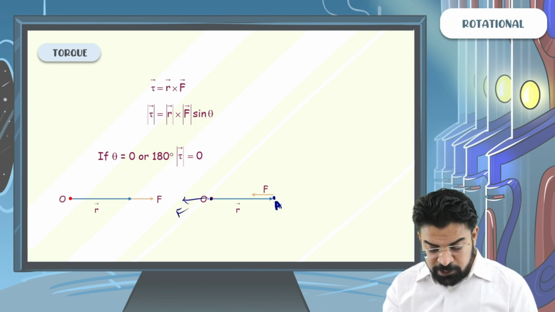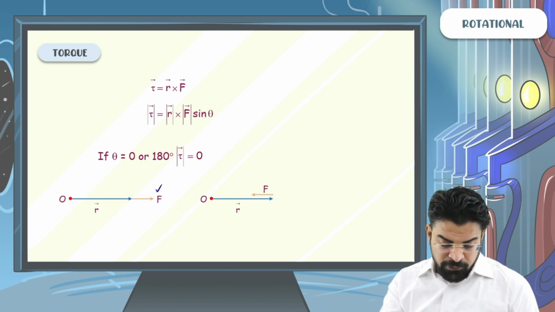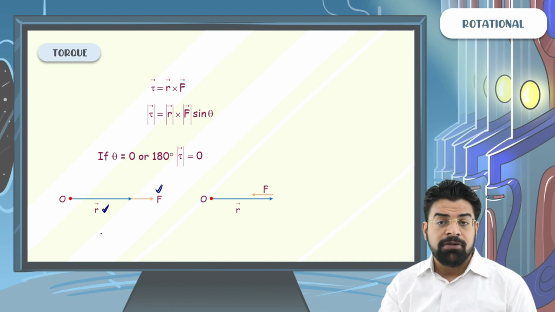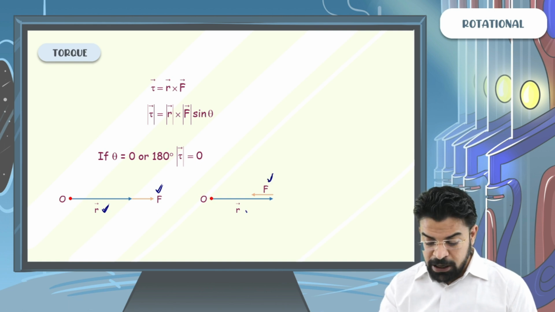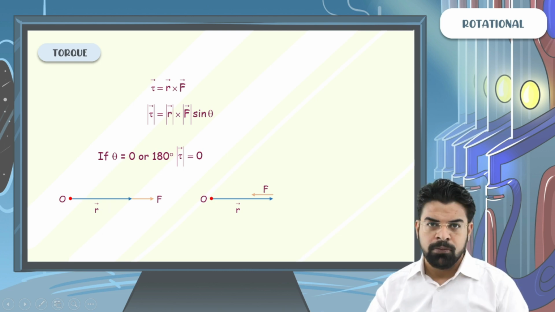So the angle between them will be 180 degrees. Sine 180 is 0, so the torque is 0. So remember that if the force is parallel to the position vector or anti-parallel to the position vector, then the torque of the force is 0.